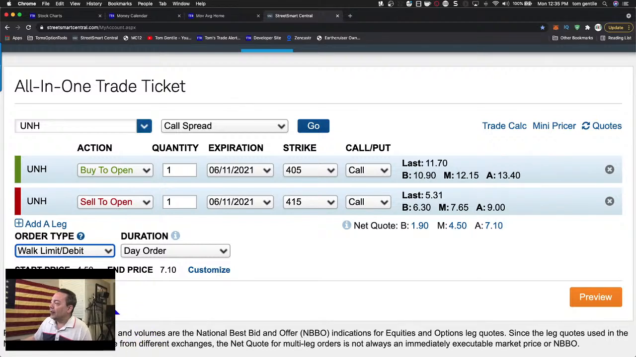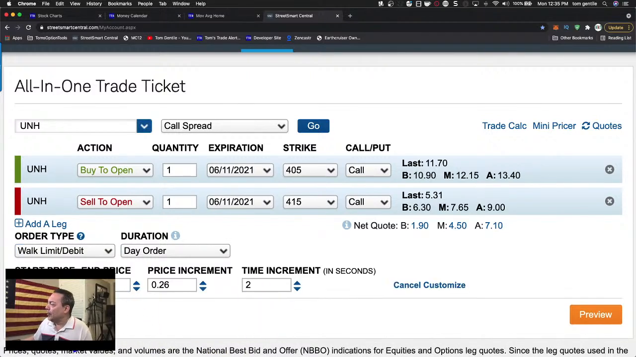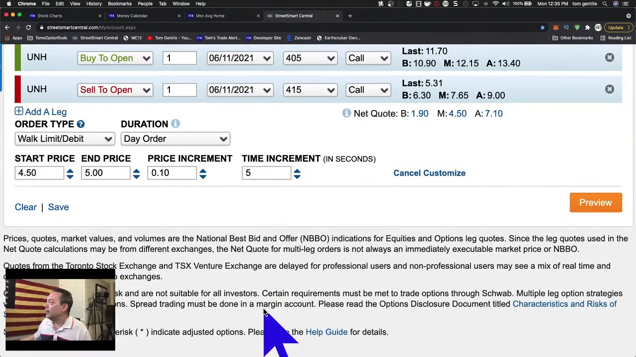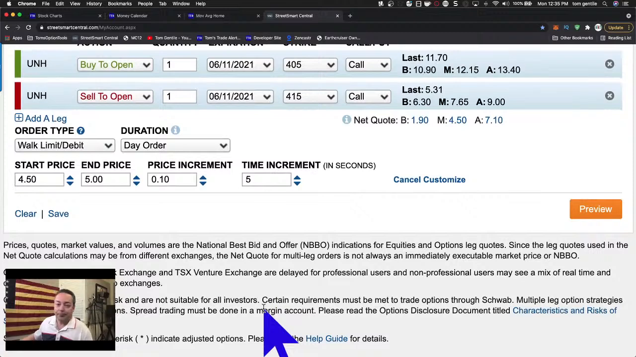What this does is it allows you a starting and ending price. So you could go in here and say, hey, you know what I want to do? I'm going to put that start price at $4.50, but I don't want to pay any more than $5 for it. And let's do a price increment of 10 cents. And finally, this could be put in seconds, so I can put this out here to 5 seconds. So what did I just do? Tom, what did you just do? I'll show you what I just did.